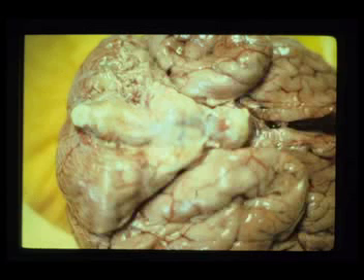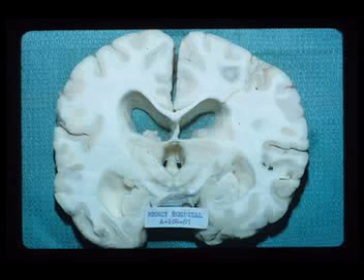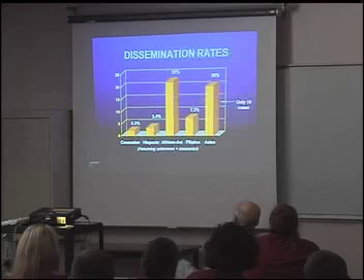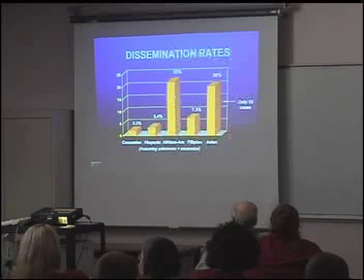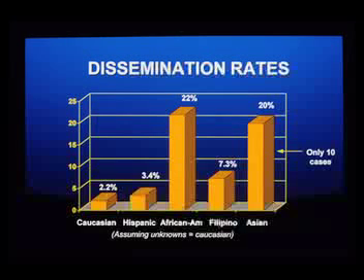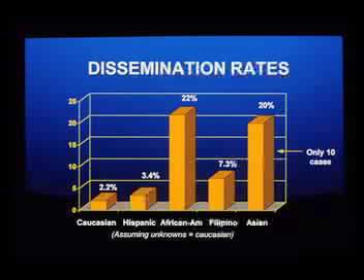Which obstructs the flow of spinal fluid at the aqueduct and causes an enlargement of the ventricles and a plastering of the brain against the skull, and ultimately, unless this is treated and relieved surgically, death from hydrocephalus. The rate of dissemination, as I mentioned, varies among different groups. It is somewhat increased among Hispanics, significantly increased among Asians, and highest among Afro-American males.